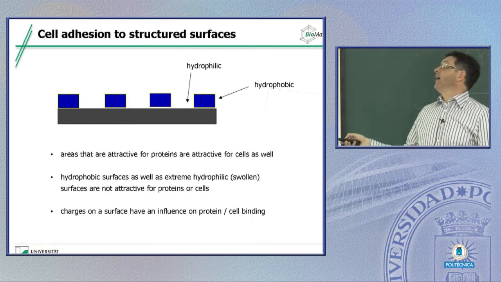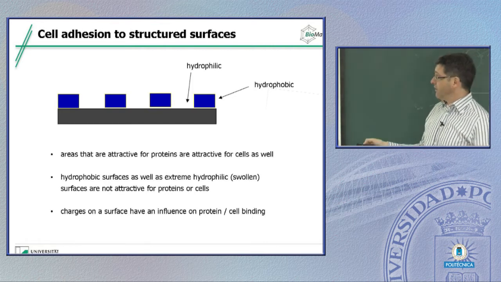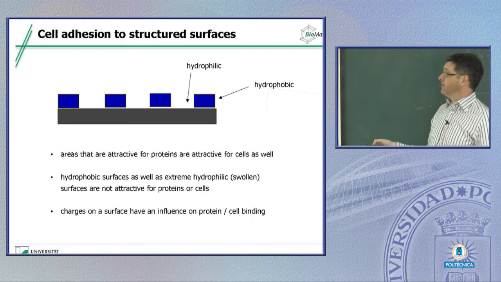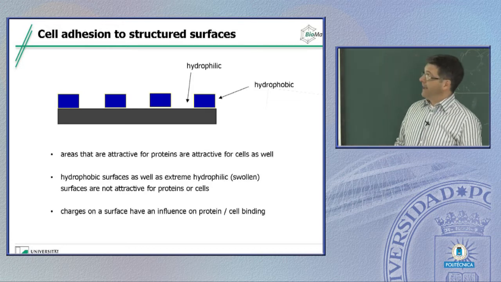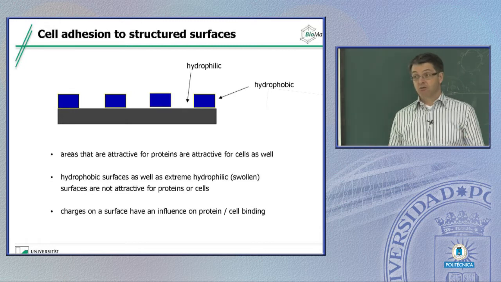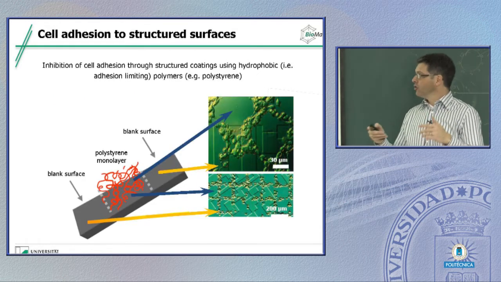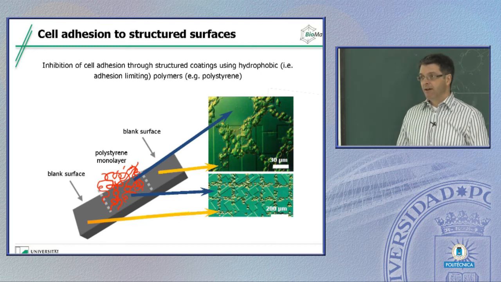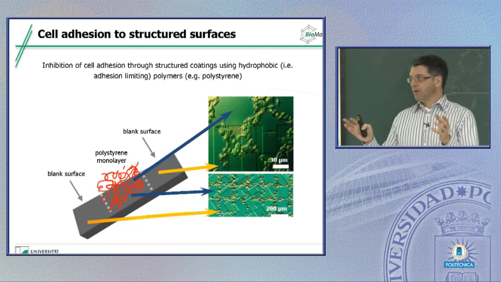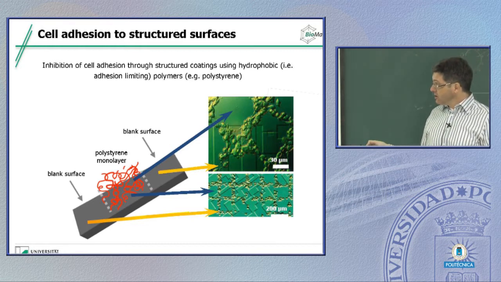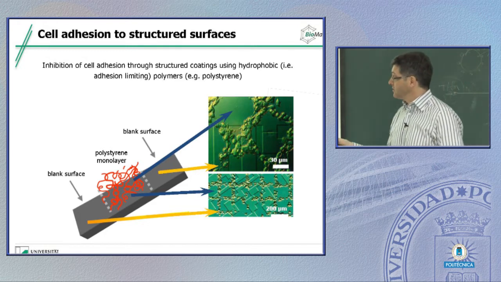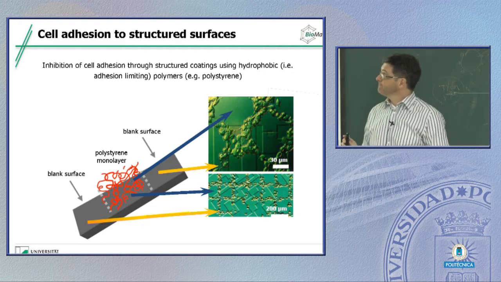And then, of course, it's important if you have charges on the surface, because charges on surfaces will have an influence on protein binding and therefore on cell binding. And this, again, is very important if you think about using silk as a scaffold material. As I told you, silks are amphiphilic. That sounds good. They're not extremely hydrophobic. They're not extremely hydrophilic. They're a little bit of everything. That's good. Some of the silks do not have charges, or not many charges. That's also good because charges will influence protein and cell binding.